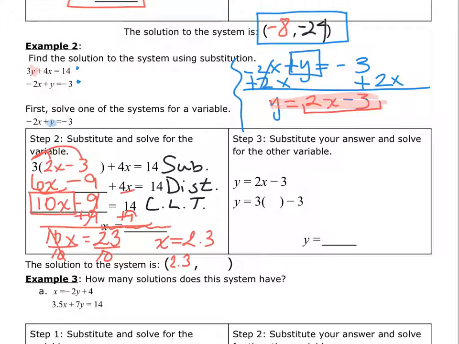So step 3, I'm going to substitute that x value. So I have y equals 3 times 2x minus 3. So I'm going to replace x with 2.3. So what is 3 times 2.3? 6.9 minus 3. What's 6.9 minus 3? 3.9. So my y value is 3.9. So the solution to this system is 2.3, comma, 3.9.